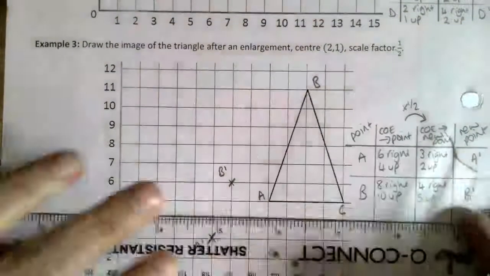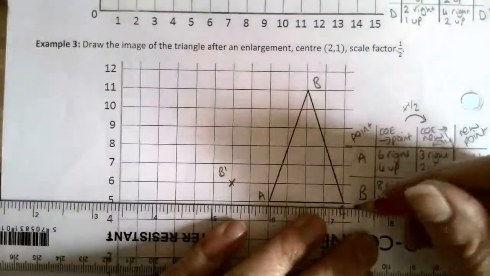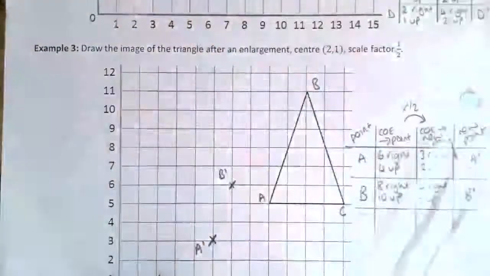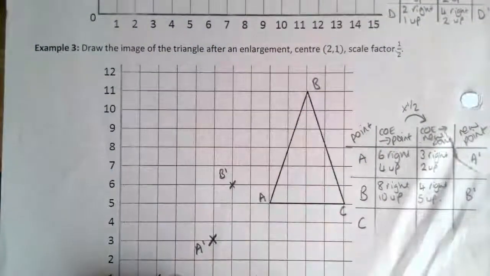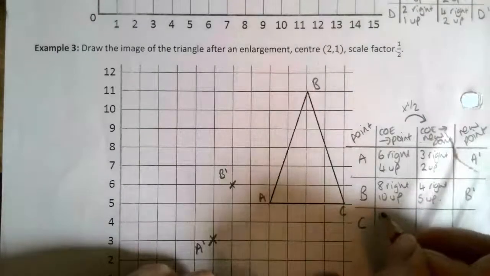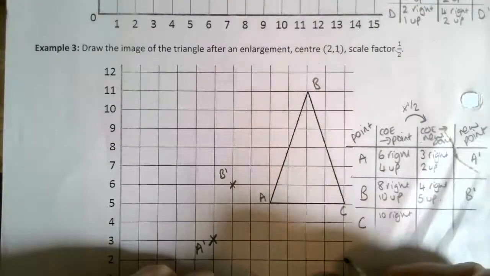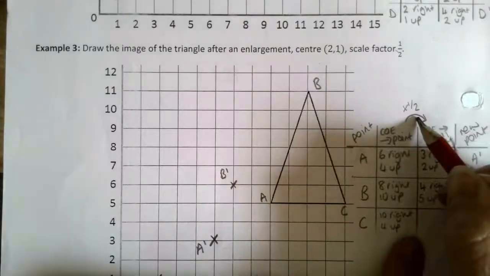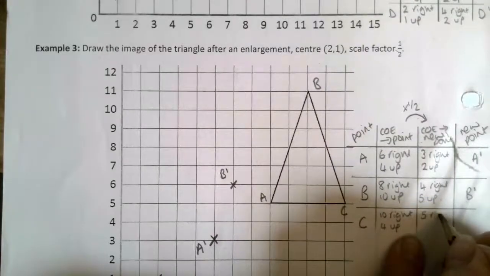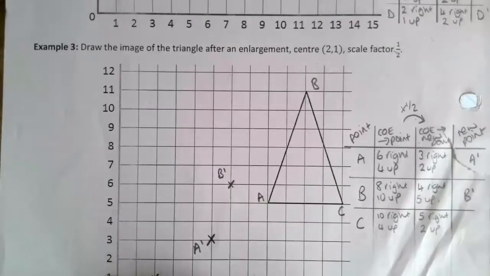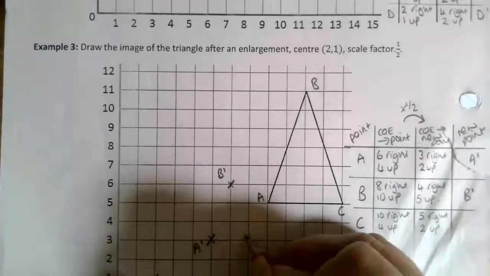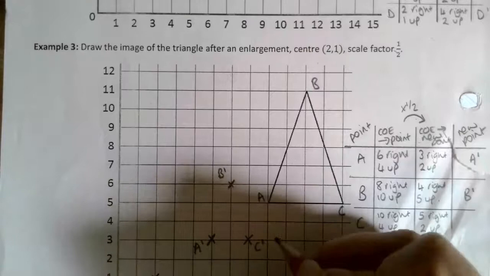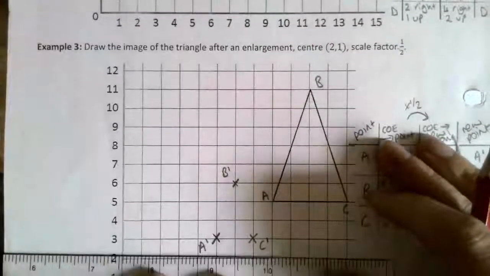Okay, point C is 1, 2, 3, 4, 5, 6, 7, 8, 9, 10 to the right and 1, 2, 3, 4 up. So once we apply our scale factor of a half, our new point is going to be 5 to the right and 2 up. 1, 2, 3, 4, 5 and 1, 2. So C dash, and then drawing the lines of our shape.